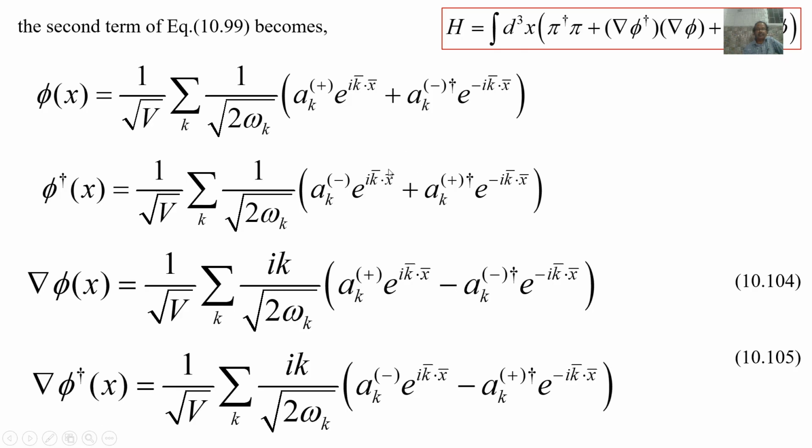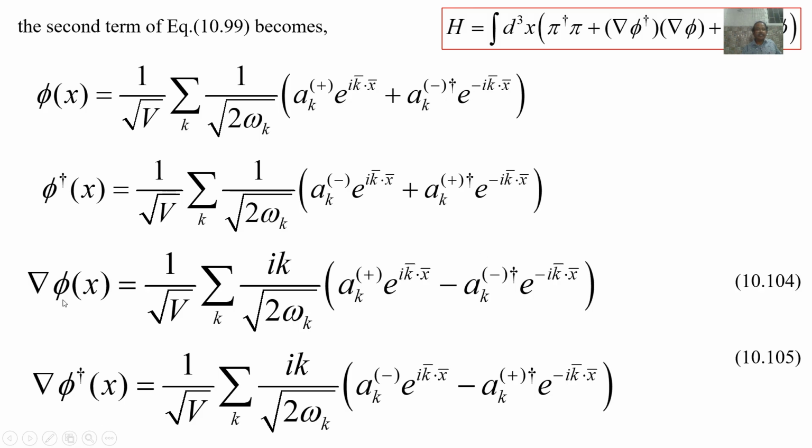You just take the differentiation of the first with respect to x. So you have del phi of x is equal to 1 by root V, summation over k, and you are going to differentiate with respect to x. So e power ikx, we are going to differentiate, that will give you ik. So I have pulled ik out. Here it is minus ik, so that's why I have written minus i. So del phi is over now.